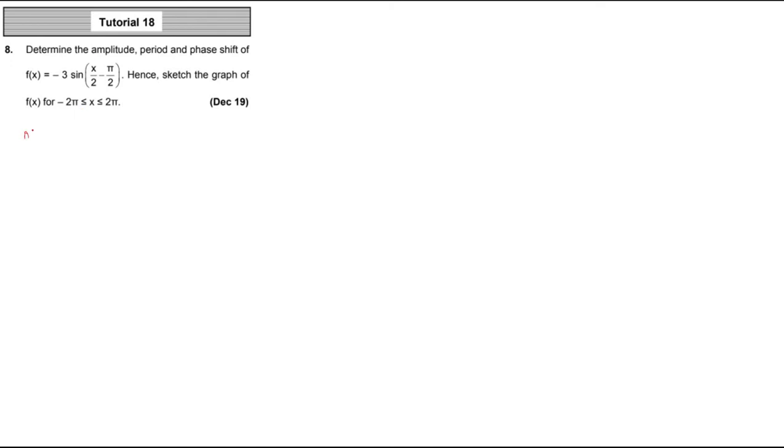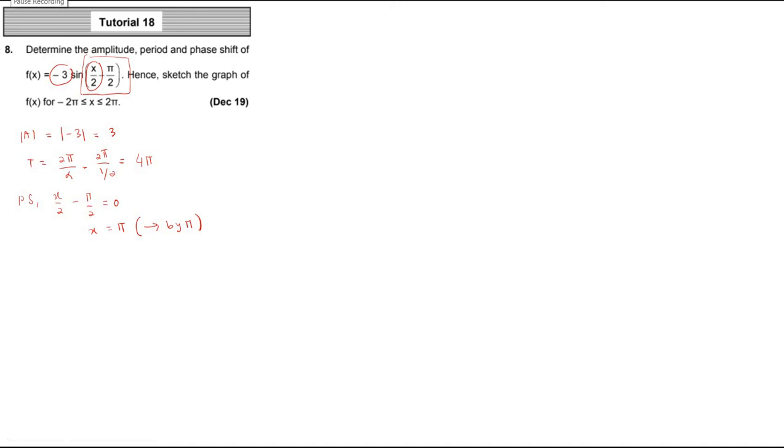The amplitude is negative 3, so modulus negative 3 equal 3. Period 2 pi over alpha, and the value of alpha is 1 over 2. 2 pi divided by 1 over 2 equal 4 pi. And then phase shift, take everything inside the bracket. Okay, x over 2 minus pi over 2 equal 0. And from there, we get x equal pi. Okay, x equal pi, positive. Maksudnya, graf kita akan gerak ke kanan by pi unit.